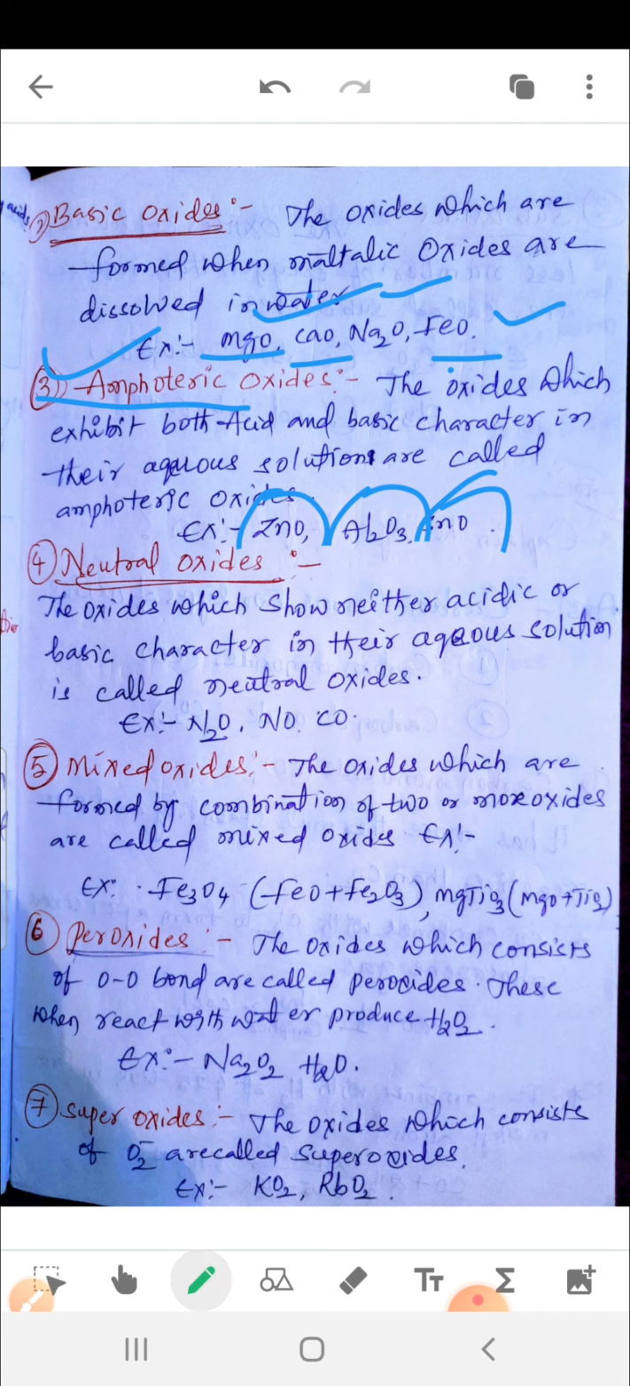Okay, next let us take neutral oxides. What is the neutral oxide definition? The oxides which show neither acidic nor basic character in their aqueous solution are called neutral oxides.